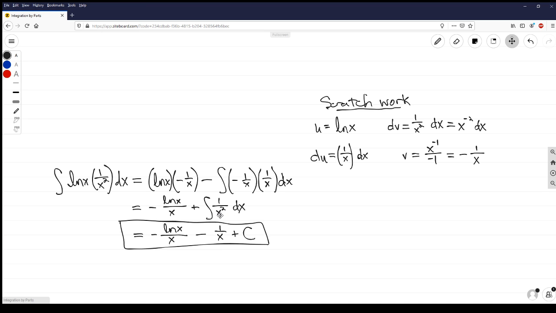And I will tell you that v times du is not always the same as what we had over here. Just something to keep in mind. But in this case, things came out pretty easy for this last integral. And so for our solution, we have negative the natural log of x over x minus 1 over x plus c as the solution.